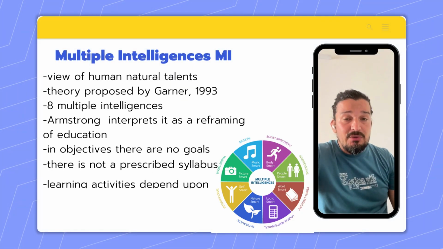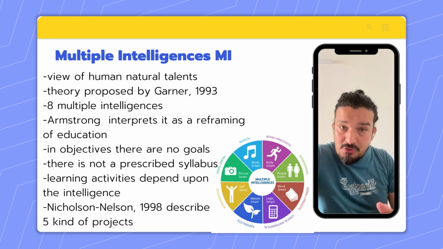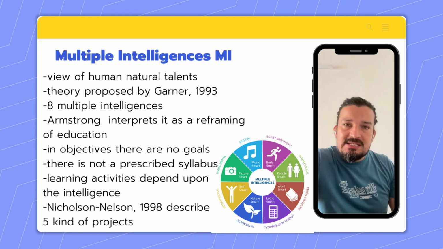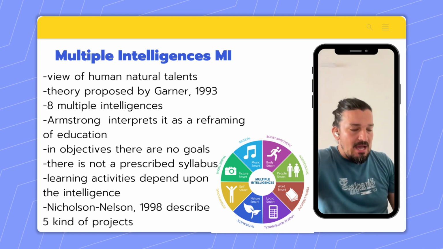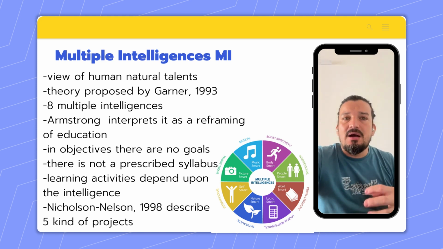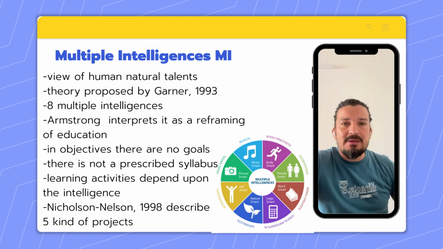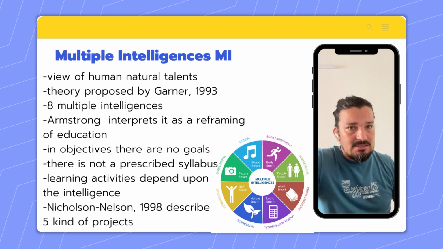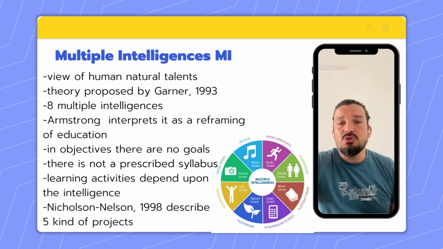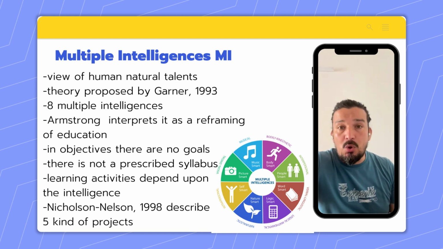Well, continuing with the second part of my presentation, now it is time of talking about multiple intelligences. What is multiple intelligences, or MI? It is the view of natural human talents where each of us can develop skills naturally among topics, themes, to develop content skills or knowledge skills.